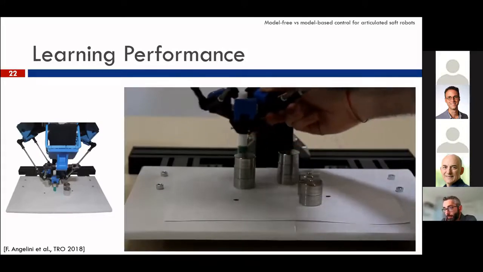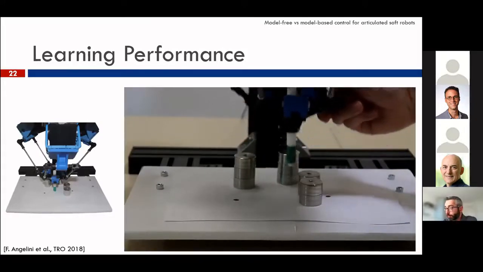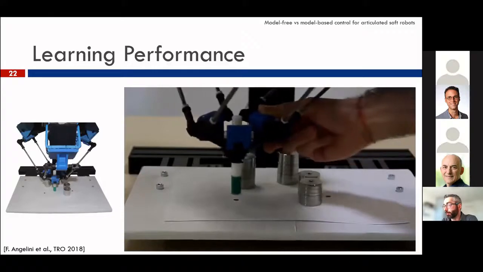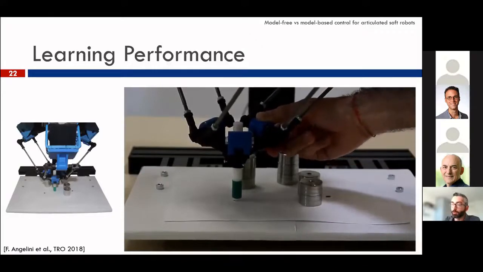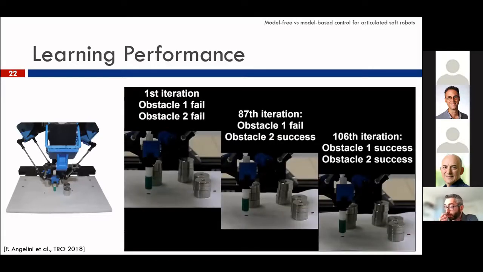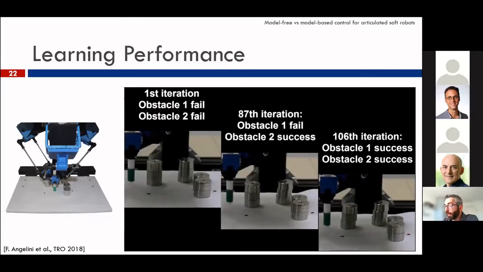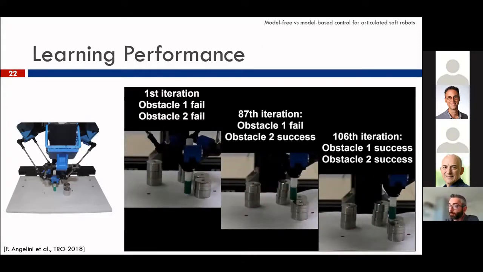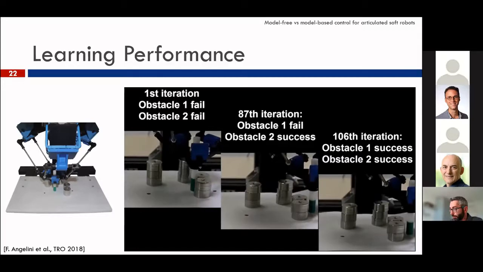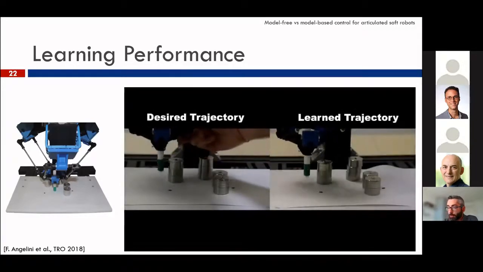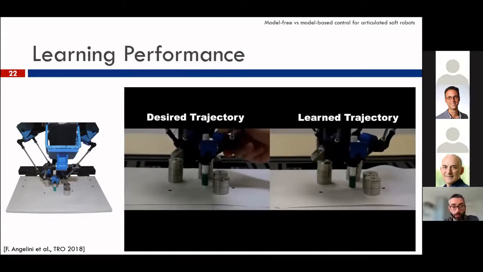Here we're using a delta robot with 3 degrees of freedom, and each joint is actuated by a variable stiffness actuator. The trajectory is simply moving the end effector of the robot through these 2 obstacles. It is shown manually to the robot by moving the end effector, and then the learning process starts. At the beginning, the robot is not able to pass the obstacles, but we'll go directly to the result. The robot is able to track the desired trajectory.